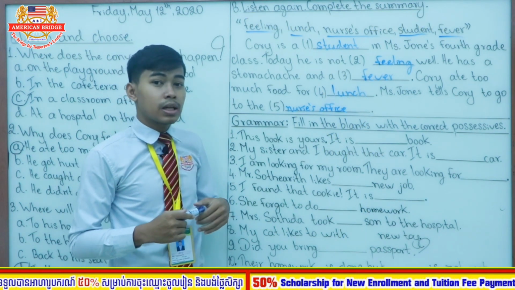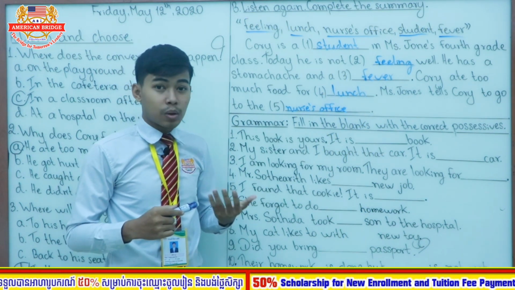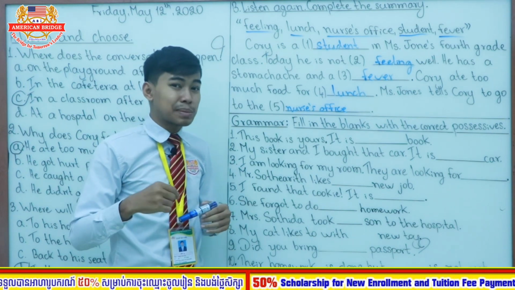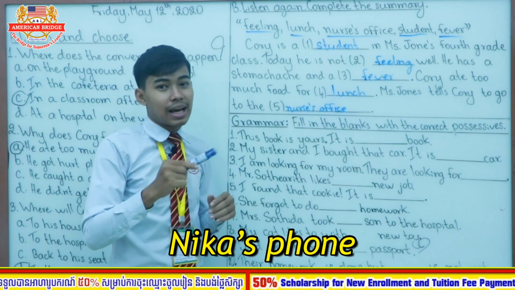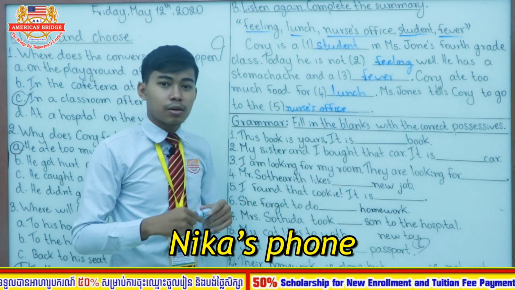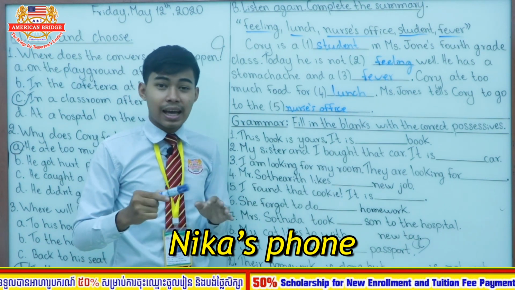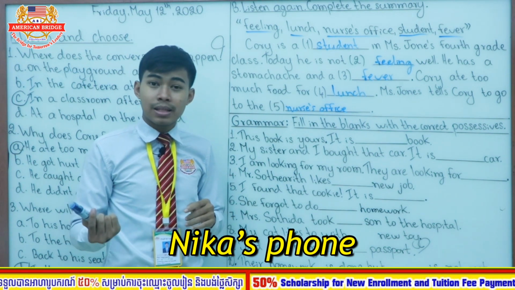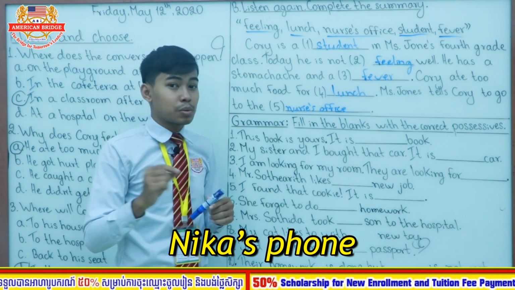And when we see proper noun names, we have to put apostrophe s to talk about possession. Example, Nika's phone. So N-I-K-A, Nika, and then you put apostrophe s and then the noun phone. It means that that phone belongs to Nika.